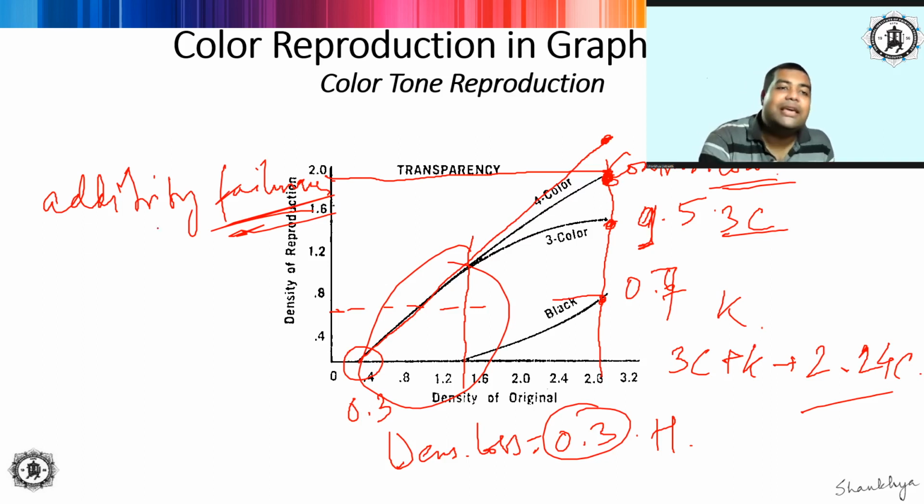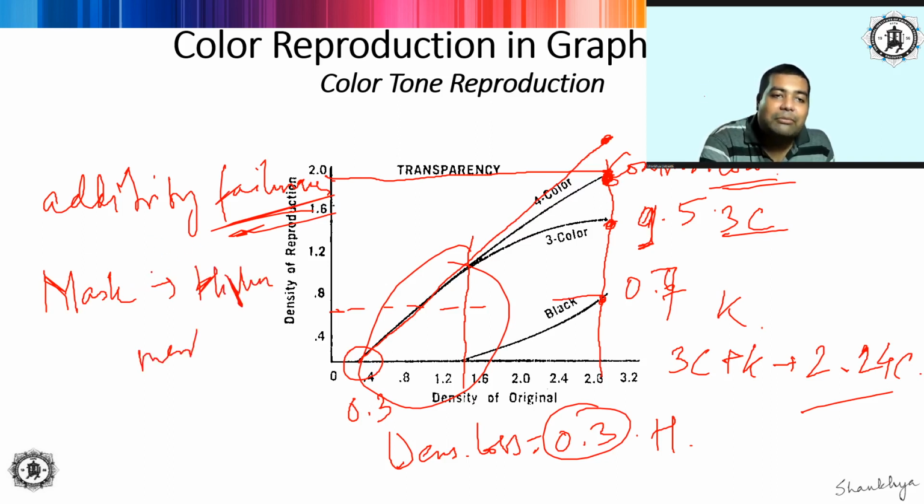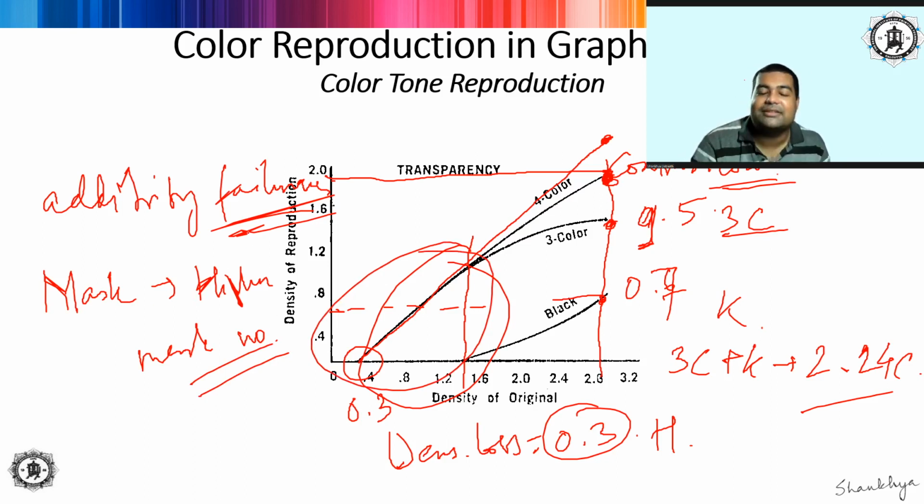If you use a mask which has a higher mask number, if you remember, the higher the mask number, greater is your highlight contrast, and the lower the mask number, greater is your shadow contrast. So we'll use a mask which has a higher mask number.